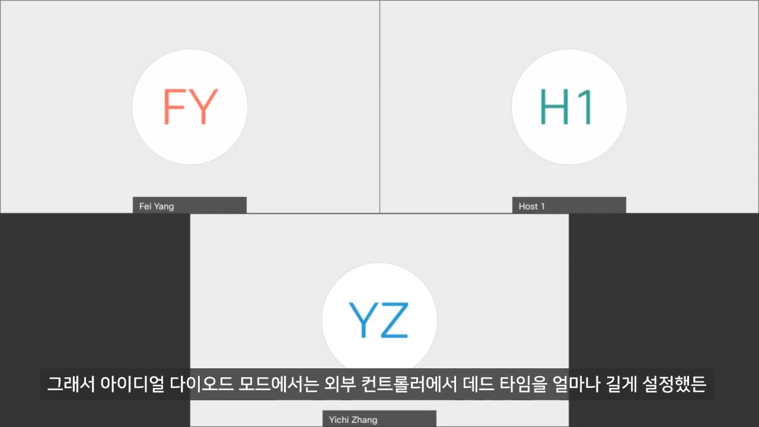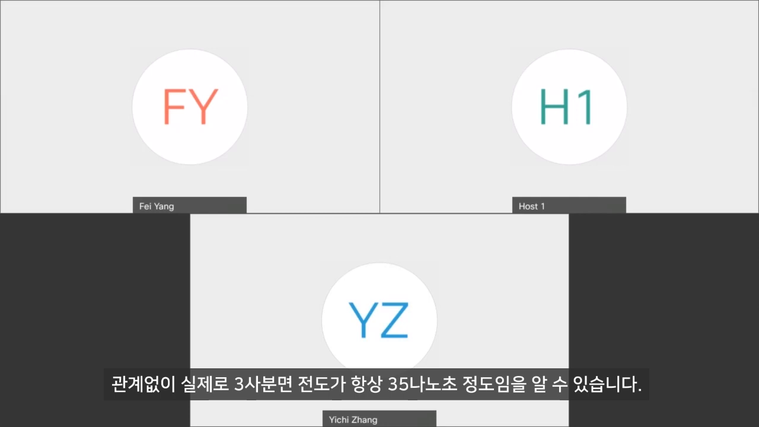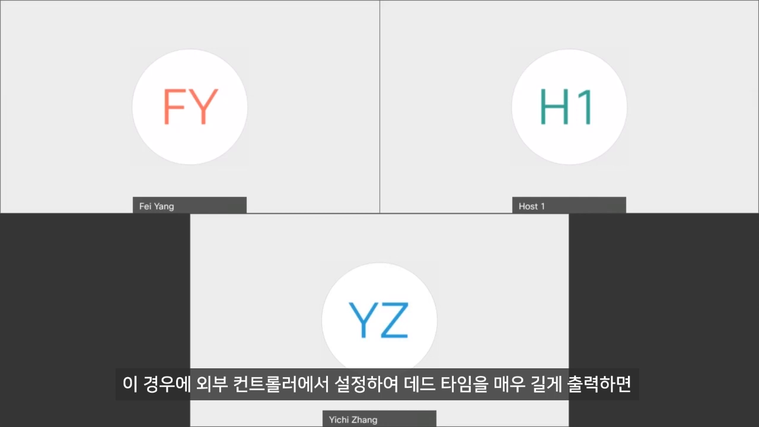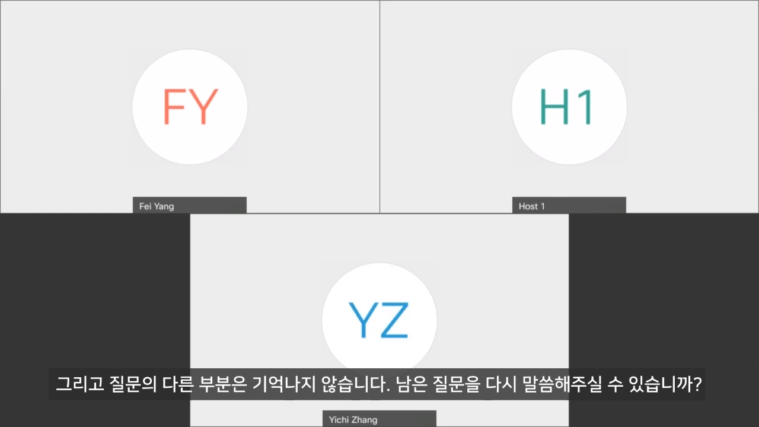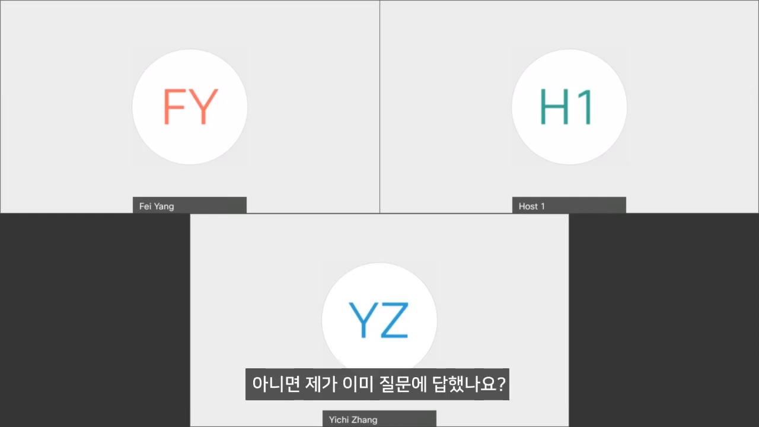With the ideal diode mode, you can see that the third quadrant conduction is always around 35 nanoseconds, no matter how long you set your dead time to be from the external controller. So by setting an external controller to output a very long dead time, you can verify that our ideal diode mode is actually working. And I think there's another part of the question I don't remember. Can you repeat the other part of the question? Or did I answer the question already?